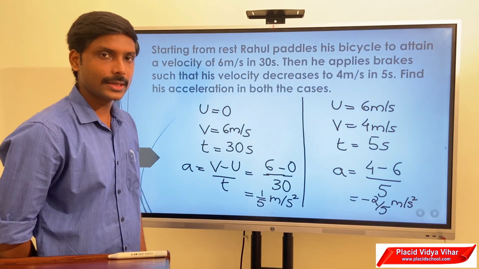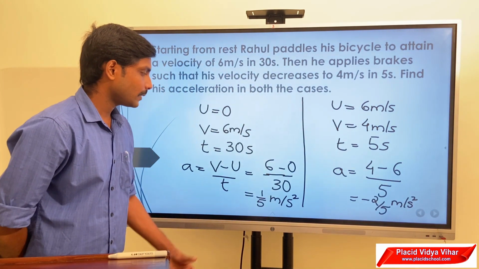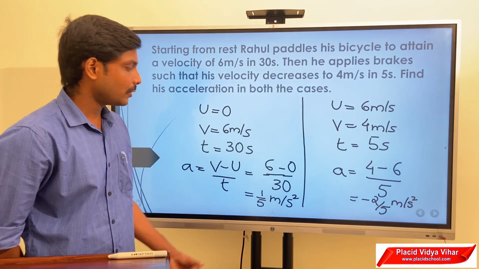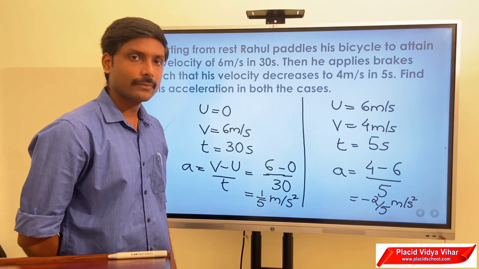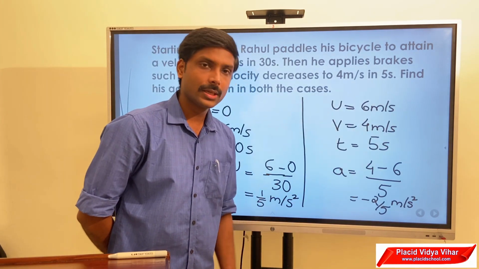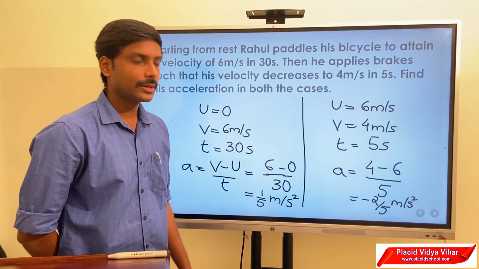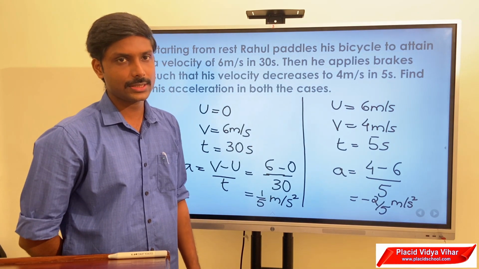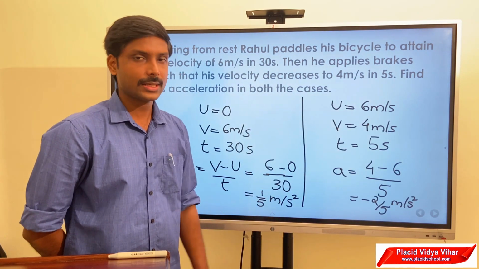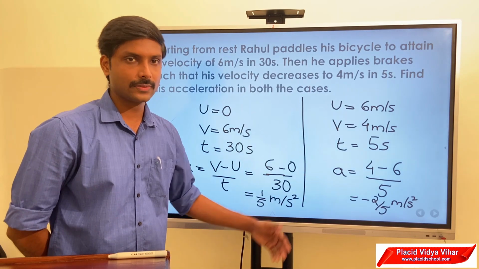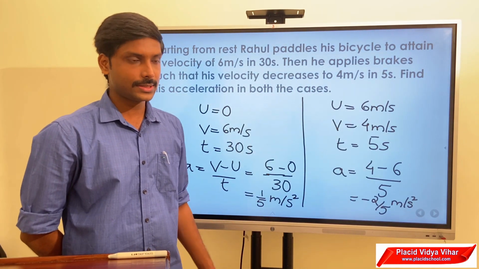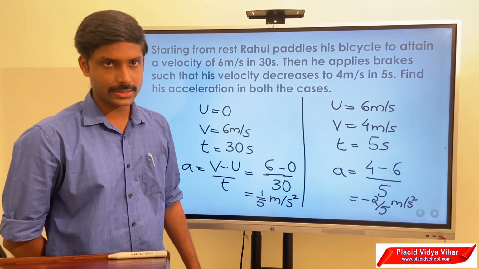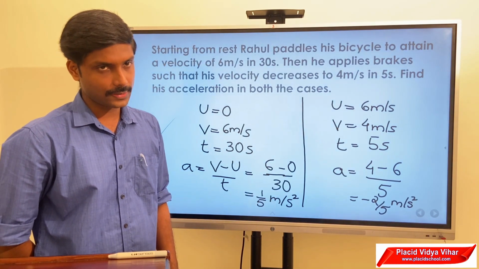meter per second square. Here we have obtained a value of 1 by 5, which is positive, and here the value is negative. Why? Its velocity is decreasing, and hence the acceleration is negative, and here the value is positive since the velocity is increasing. I hope it is clear.